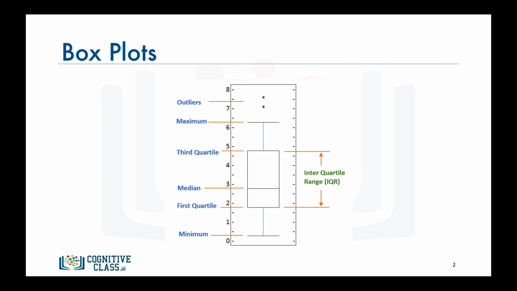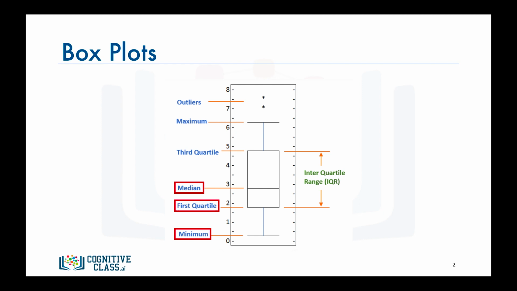The first dimension is minimum, which is the smallest number in the sorted data. The second dimension is first quartile, which is the point 25% of the way through the sorted data. In other words, a quarter of the data points are less than this value. The third dimension is median, which is the median of the sorted data.